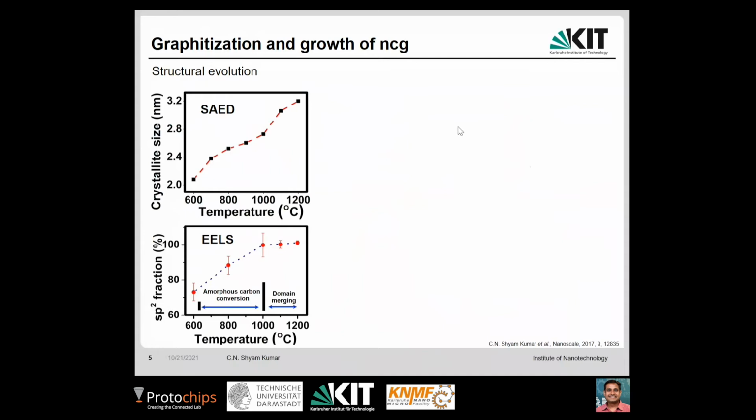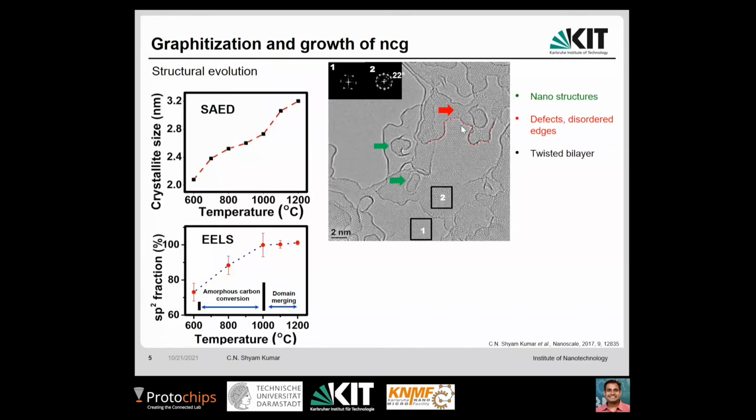When you heat the sample to 1200 degrees Celsius and do some high resolution imaging, you can look into the structure of this. You can see that the structure is highly defective, with a lot of defects and disordered edges. There are also a lot of carbon nanostructures distributed across the structure.